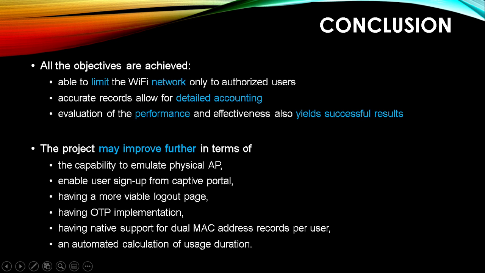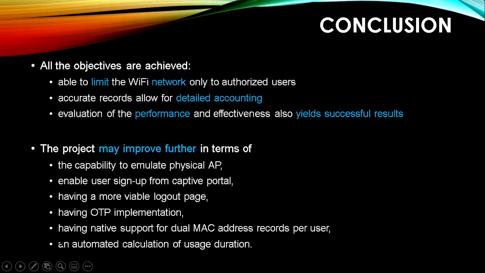Next is having native support for dual MAC address records per user. If the authentication mechanism has native support for dual MAC address records per user, the functionality will expand more, because when a user has two MAC addresses, they can use two devices in the book cafe in order to use the internet, so they can work with more efficiency.